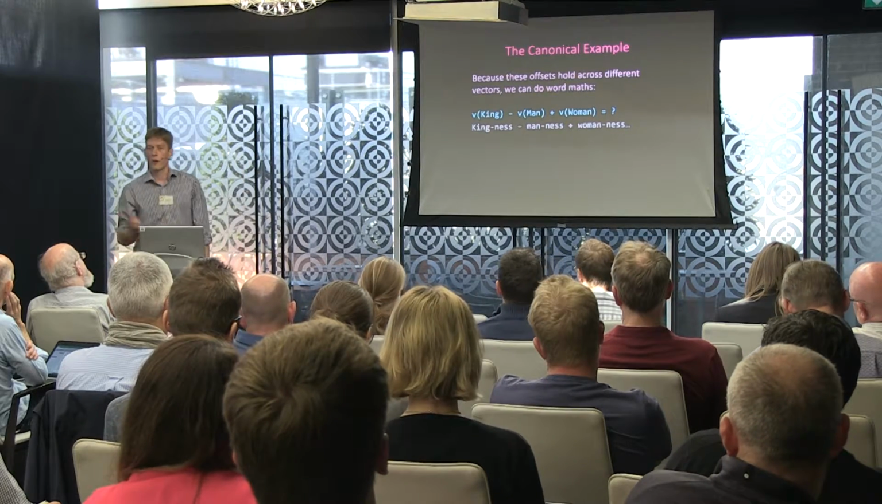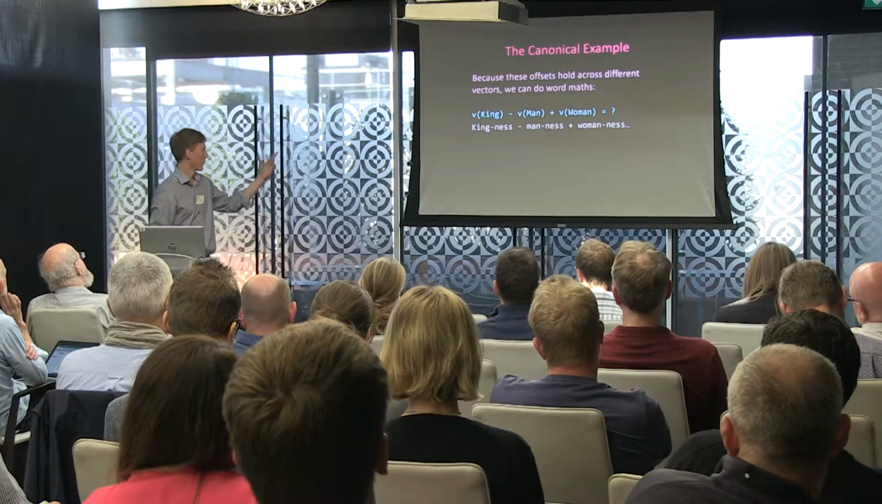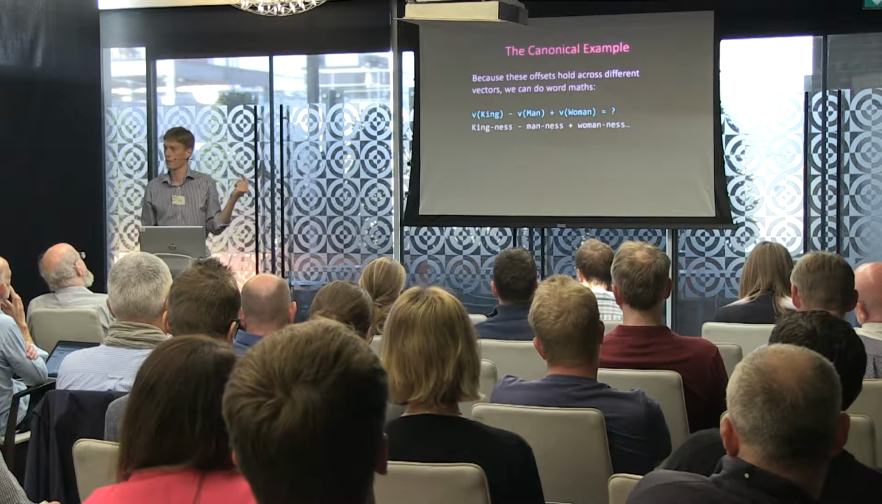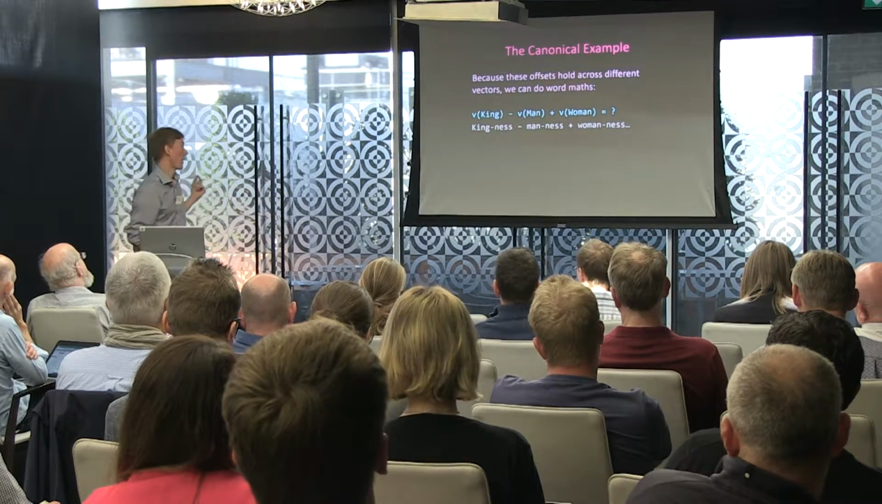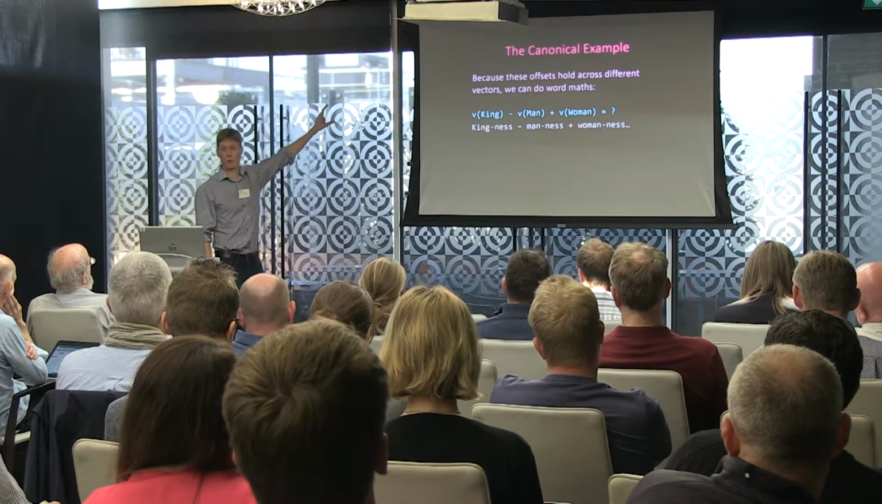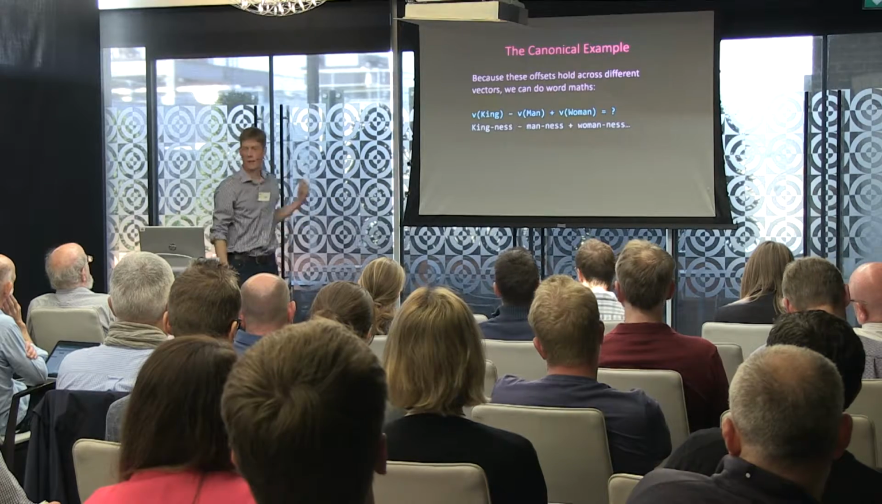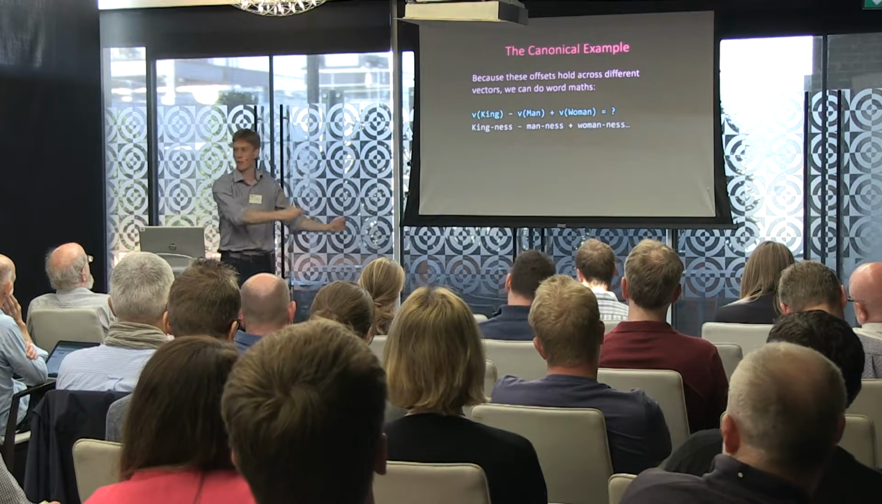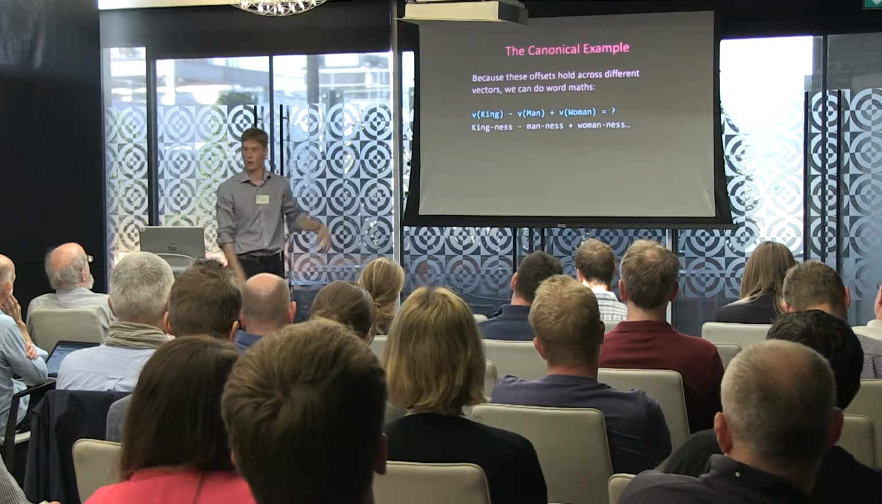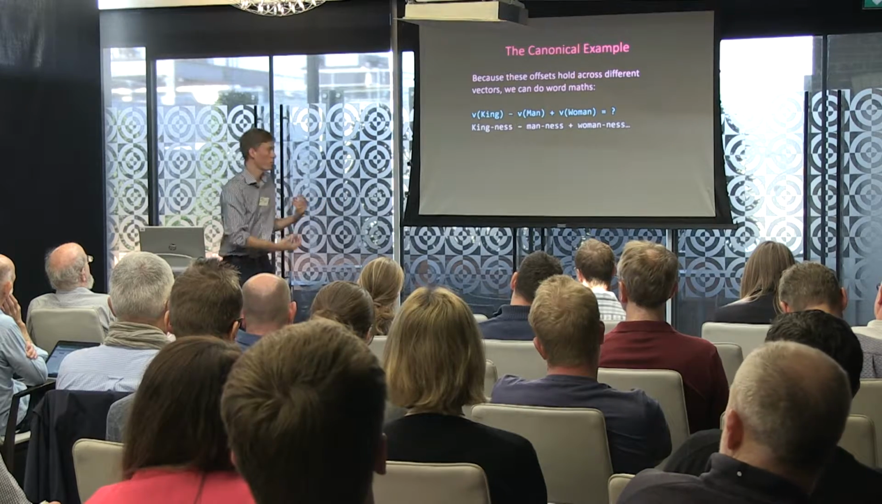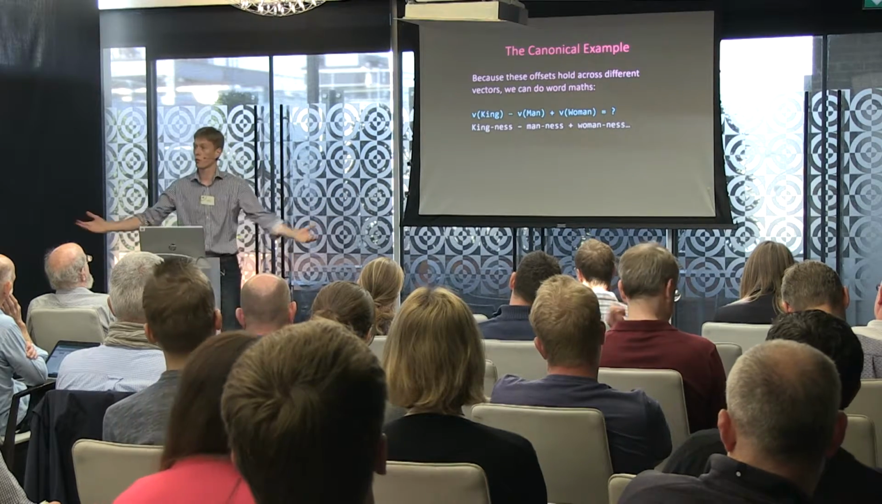If anyone has seen things about word2vec before, this is the classic example. This is how we can do the maths. I have a vector that represents the word king. I have a vector that represents the word man. And I take that away, so I'm sort of taking away manness. I add on the vector representing woman. So I've taken away manness, added womanness. What do I get?